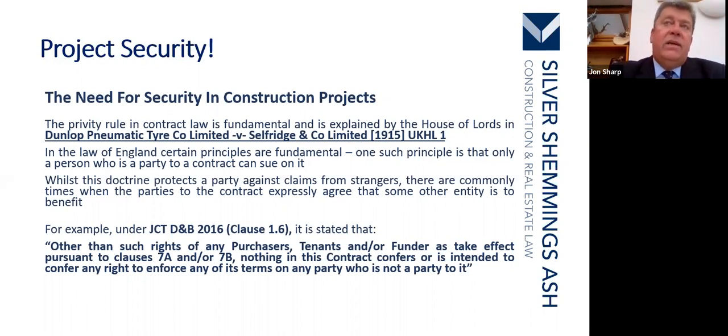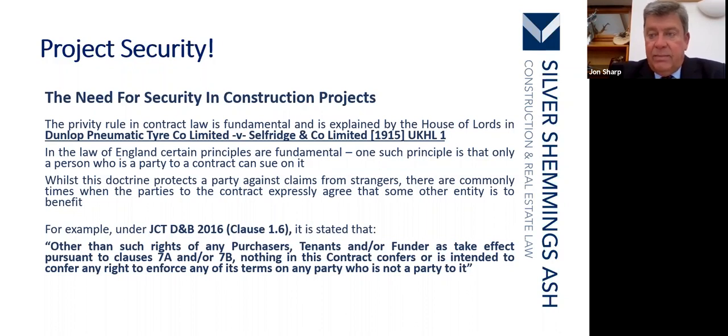Classic example is that if I enter into a contract with a company that's going to supply me with some goods and materials and they don't do it, I can sue them. However, my neighbour next door can't do it because he's not a party to the contract. So the doctrine protects parties to contracts against claims from randomers, strangers. And there are commonly times when the parties to the contract expressly agree that some other entity is entitled to that benefit.